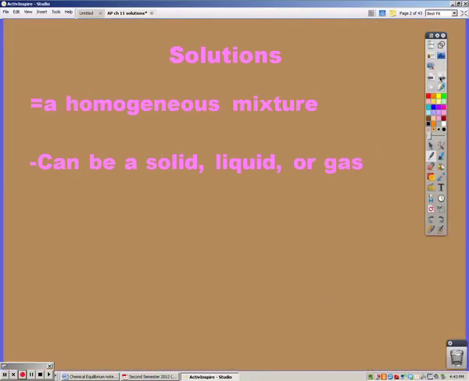A solution is a homogeneous mixture. It can be a solid, a liquid, or a gas mixture. Most times when we're talking about solutions, we're talking about liquids though. A solid solution would be like an alloy, and then we also have gas solutions comprised of multiple gases.